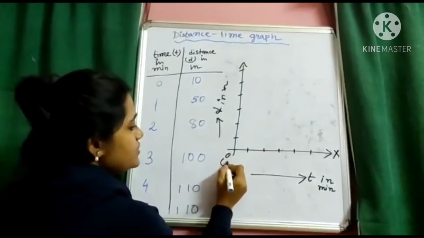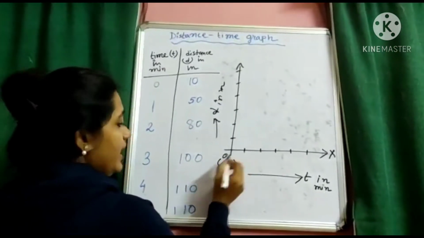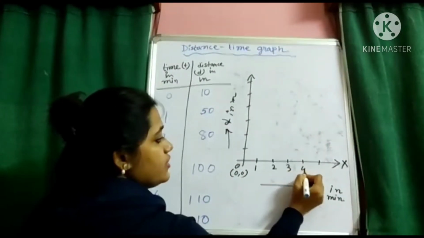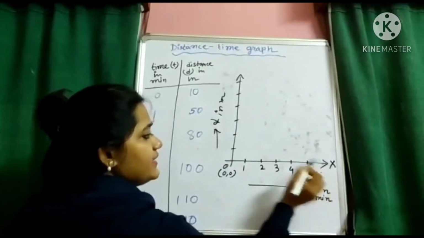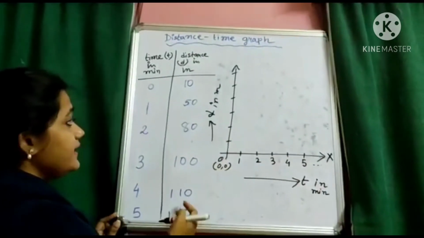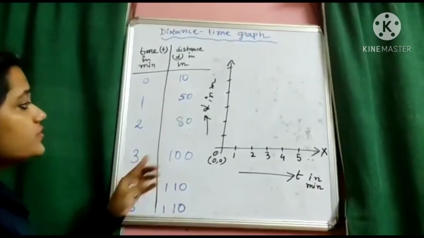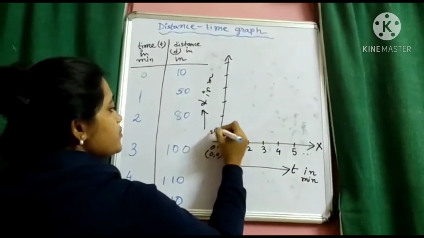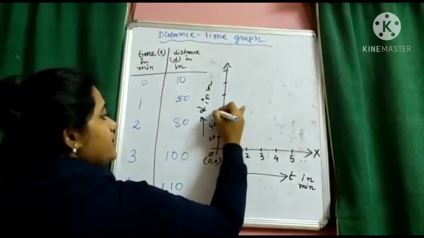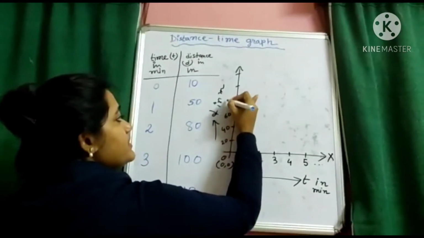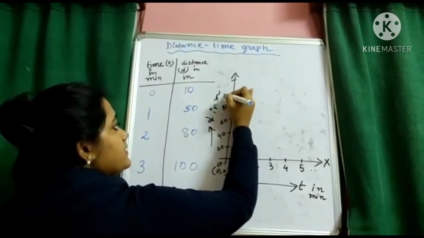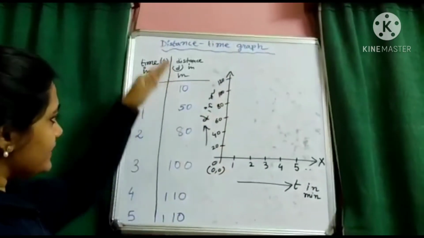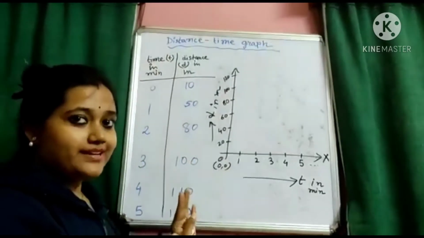So this is the origin 0, 0 and time till 5. Let us write it down: 1, 2, 3, 4, 5 and so on. And distance till 110. So suppose this is 20 meter, 40 meter, 60 meter, 80 meter, 100 meter, 120 meter. By this our data will be plotted.